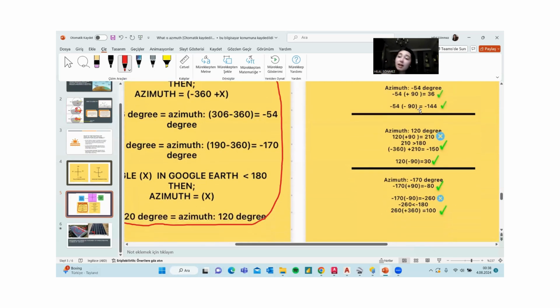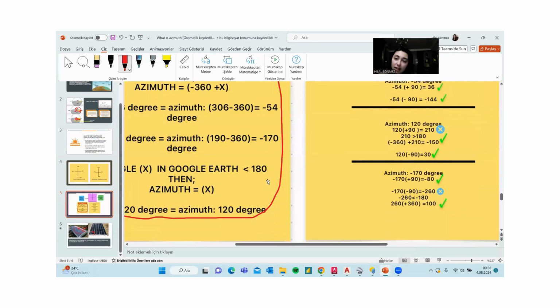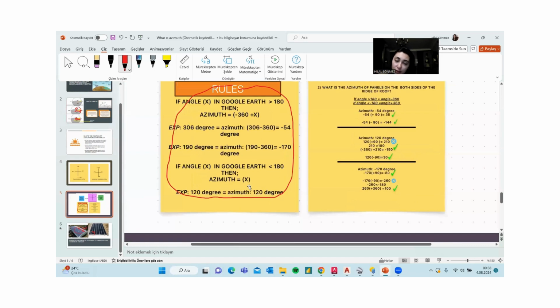But let's encounter another example. Just like in our previous example, assume that we found 120 degrees in Google Earth for the azimuth of the roof. There is no conflict with that angle.